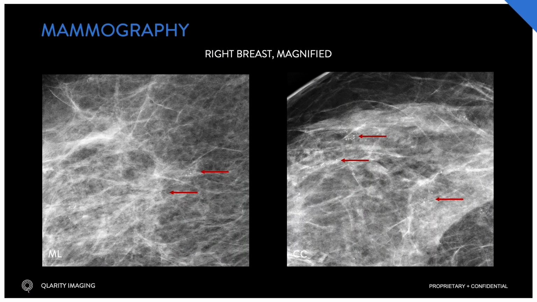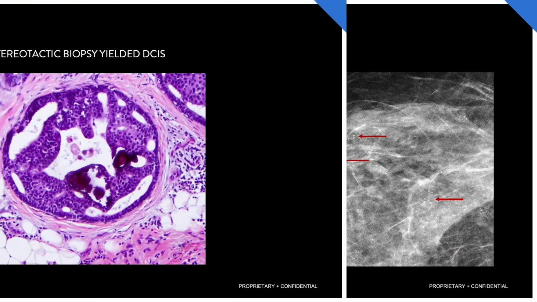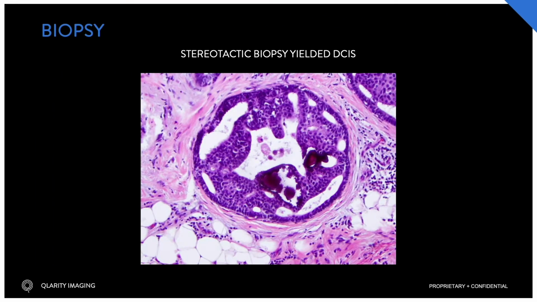Here is an example of the magnified views of the right breast, showing several small grouped areas of calcifications in the upper outer posterior right breast, which you can see on the MLO view here and the CC view here. Stereotactic biopsy yielded ductal carcinoma in situ, cribriform micropapillary in type, and breast MRI was recommended for evaluation of extent of disease of ductal carcinoma in situ in this patient.